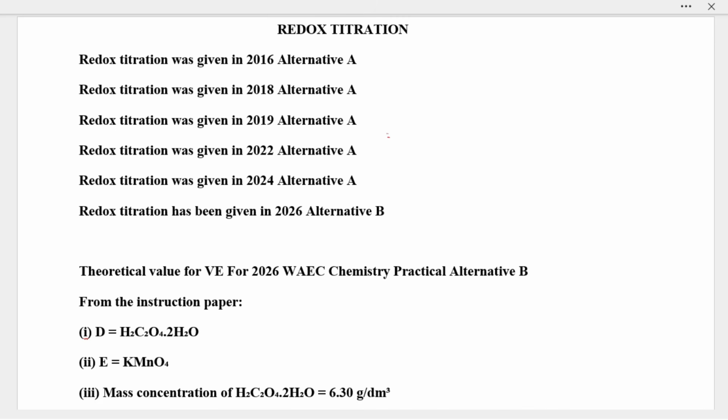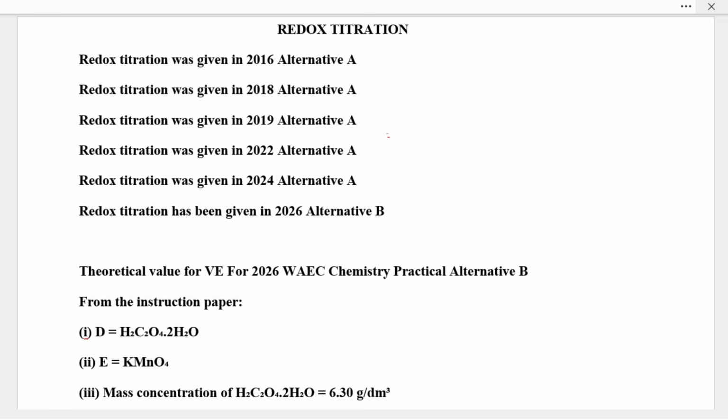Yeah, we're looking at titration, redox titration for alternative B chemistry practical. It's taking place tomorrow. I wish you guys all the best, A1 in all your exams.